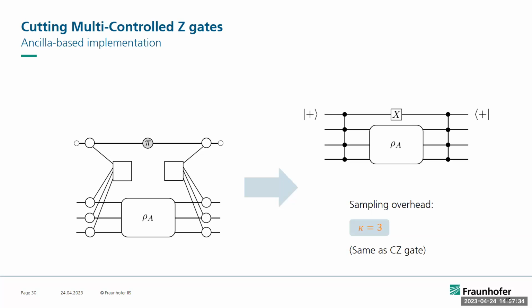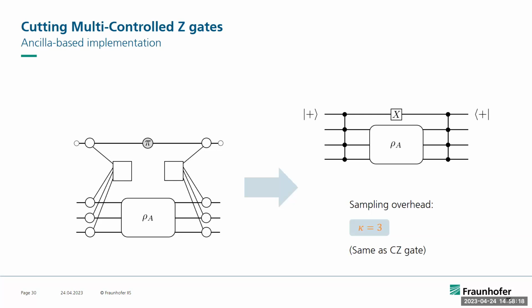So that means that using this decomposition, we would have to use 9 times, so kappa squared times, more shots to estimate the circuit containing the decomposition to the same accuracy as the uncut circuit. And this is the same sampling overhead you get for a CZ gate. And we know from previous work that for a CZ gate, this decomposition is optimal. So this is the lowest sampling overhead you could possibly achieve. But of course, we don't know if this is also optimal for higher order controlled Z gates.